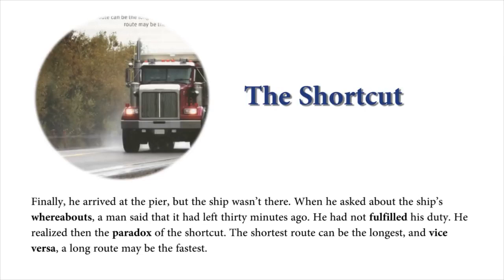Finally, he arrived at the pier, but the ship wasn't there. When he asked about the ship's whereabouts, a man said that it had left 30 minutes ago. He had not fulfilled his duty. He realized then the paradox of the shortcut. The shortest route can be the longest, and vice versa, a long route may be the fastest.